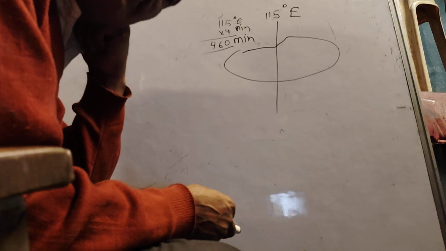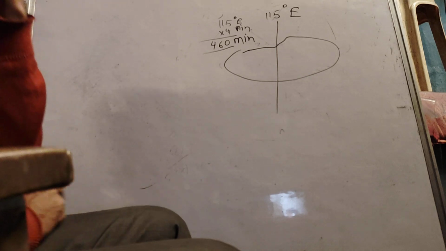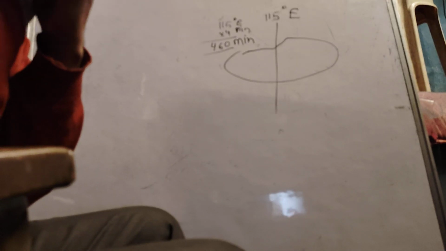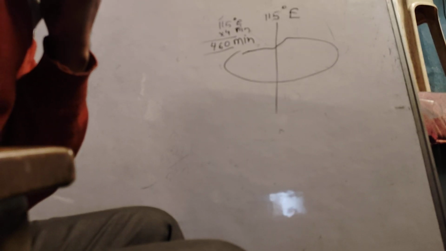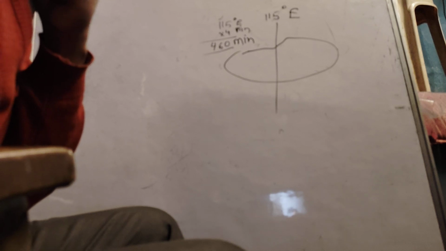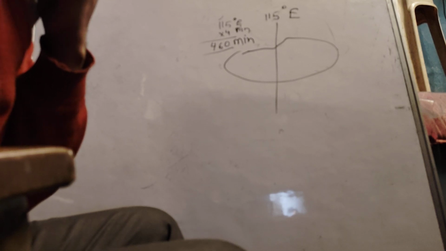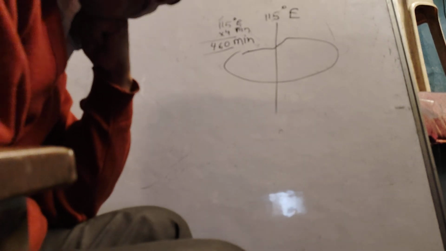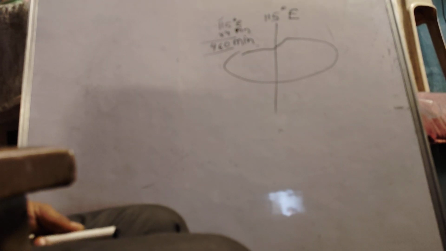How many hours in 460 minutes? 5 hours? No, wait. Around 7 or 8, around 7 to 8 hours. How? How do we find out?